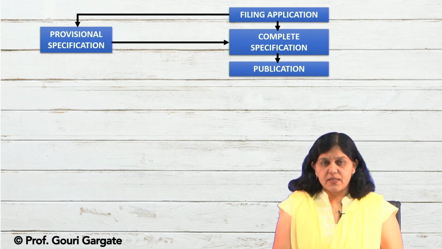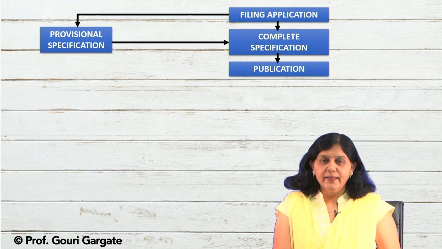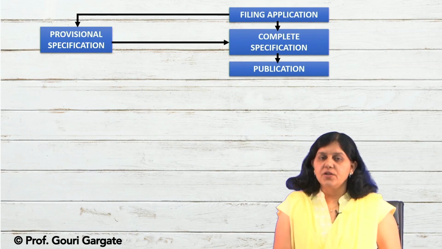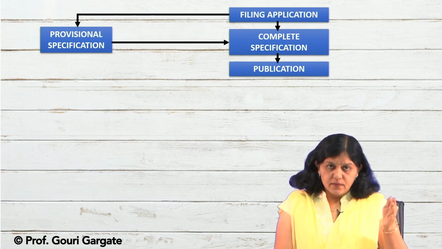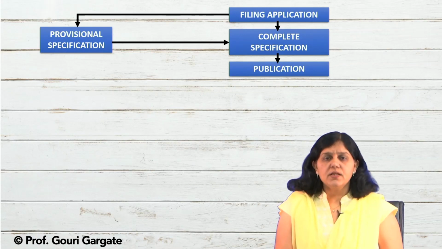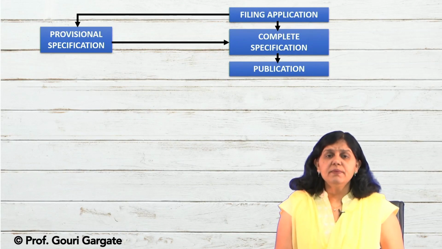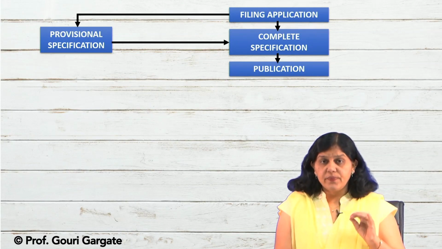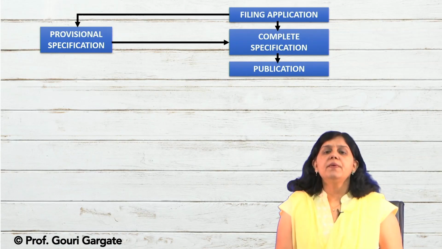Next is publication. What is the meaning of publication? Here, after 18 months, the patent application will be published. It is automatic. Based on the date of the application you have filed, either provisional or complete, that zero time is considered, and from that zero, exactly at the end of 18 months your patent application will be published. What exactly is published? The bibliographic information, abstract, number of claims, and number of drawings. This information will be published.